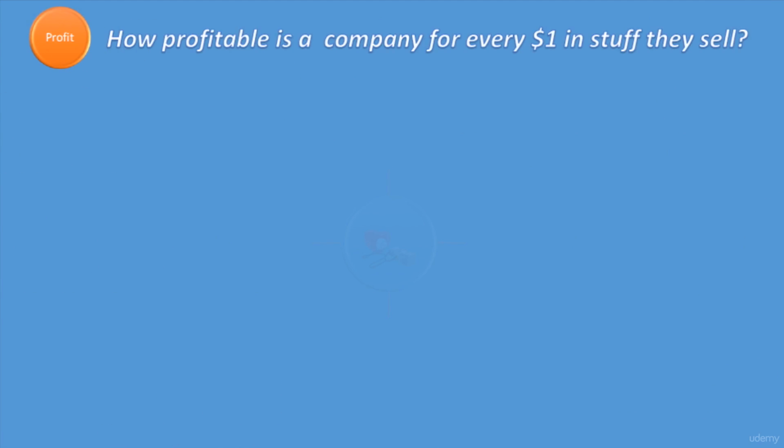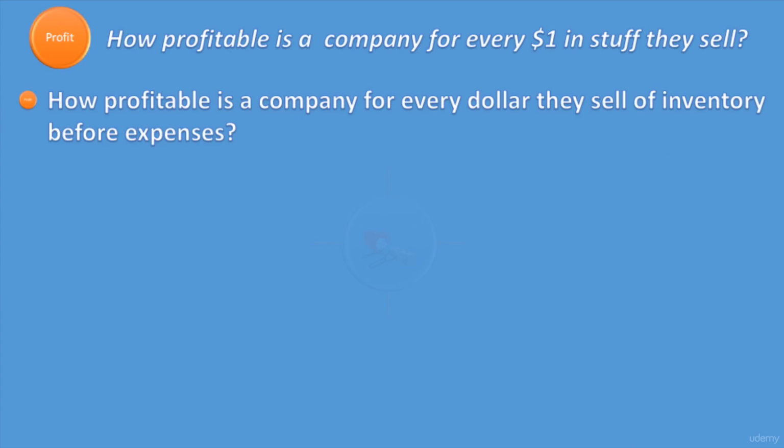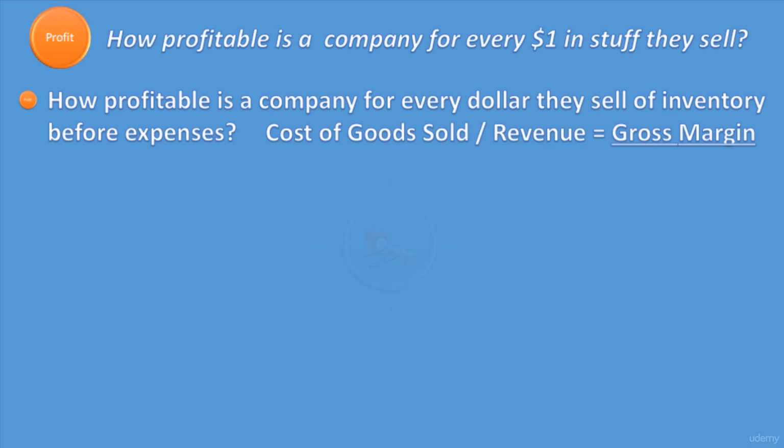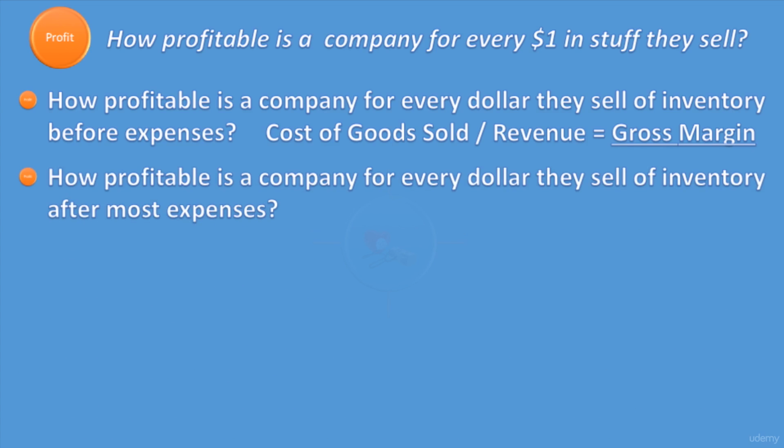All right, let's talk about profitability. How profitable is a company for every $1 in stuff they sell? So, how profitable is a company for every dollar they sell of inventory before expenses? That's the cost of goods sold divided by revenue, and that's also referred to as gross margin. Next up, how profitable is a company for every dollar they sell of inventory after most expenses? That's called EBITDA divided by revenue, or operating margin.